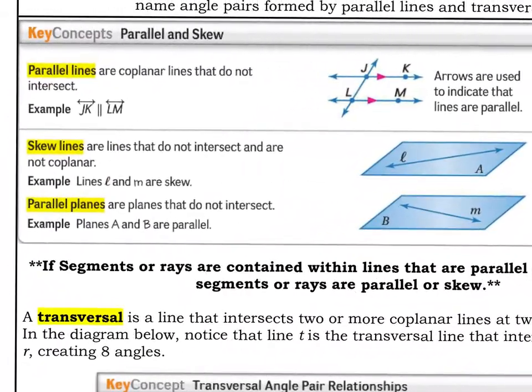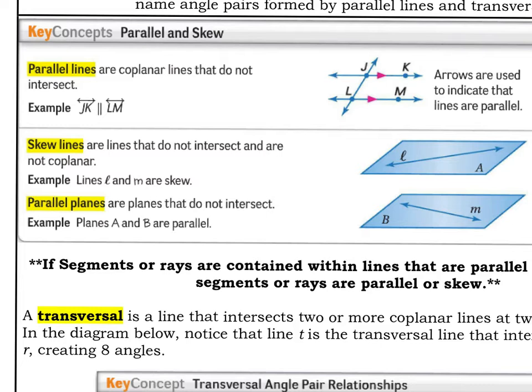Skew lines I've covered briefly. Those are non-parallel lines, but they don't intersect because they're non-coplanar. So they're in different planes, so they can't possibly touch each other. And then parallel planes would be something like plane A here and plane B there, planes that do not intersect.